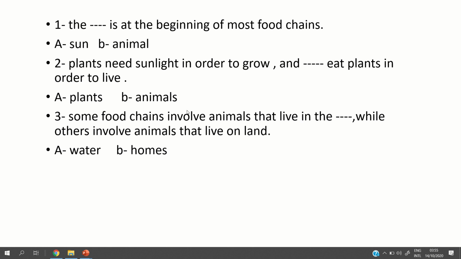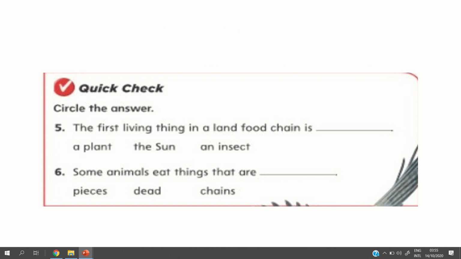Some food chains involve animals that live in water, others involve animals that live on land. So some food chains involve animals that live in water or in homes. Of course, in water, and other animals live on land. So we know that food chains can happen in water or on land or in water and on land.